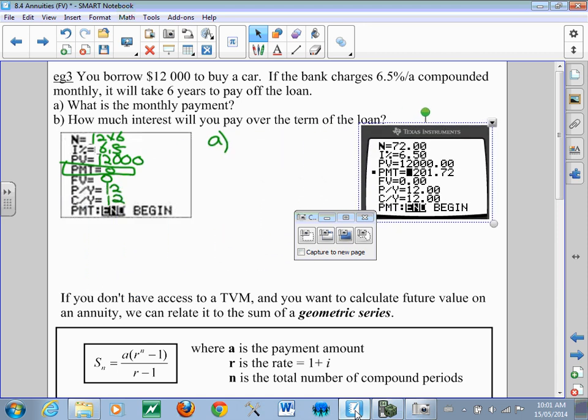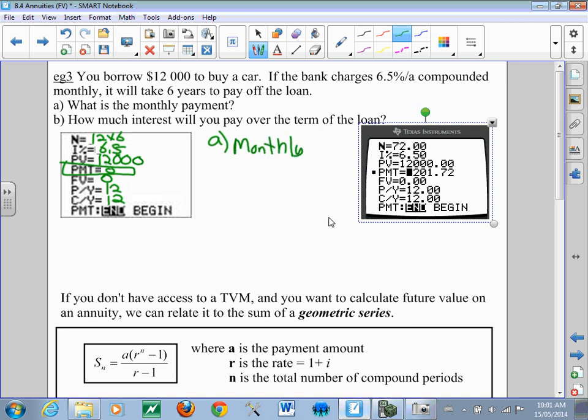Okay, so it is a monthly payment, and you can use PMT for payment, of $201.72. Hey, that's pretty good for a payment. Okay. B, how much interest will you pay over the term of the loan?